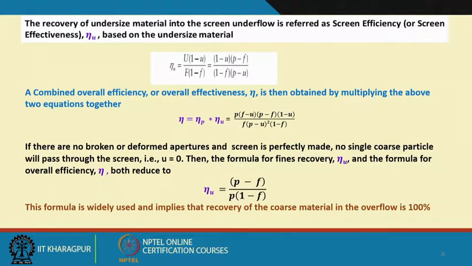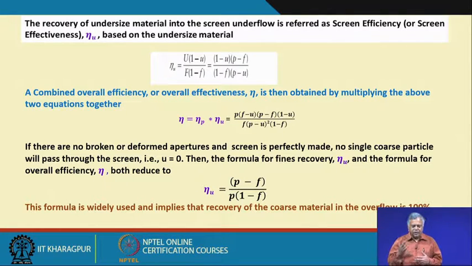Similarly, the recovery of undersized material. So, you have got 40 tons of oversized material. Now, I am interested in undersized material. So, how much of undersized material was there out of 100 tons? So, we have got 60 tons. Now, I have to see how much of that material out of the 60 tons available we could recover into the underflow. So, that is the available, that is the 60 tons.